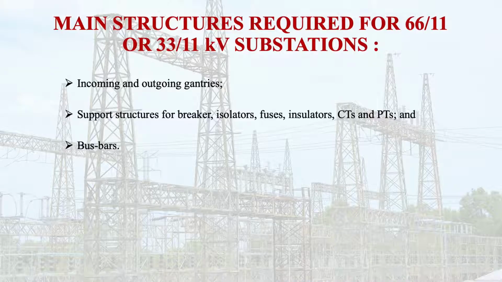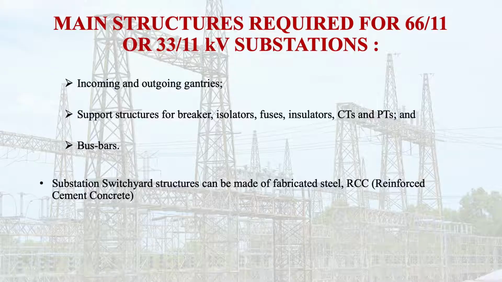Then support structures for the breakers, circuit breakers, isolators, fuses, insulators, CTs, PTs or instrument transformers. So they also require support structures. Then bus bars. These are the main structures which are very necessary for the substation. Substation switchyard structures can be made of fabricated steel or RCC somewhere, reinforced cement concrete.